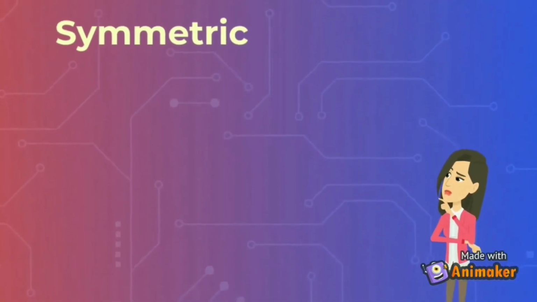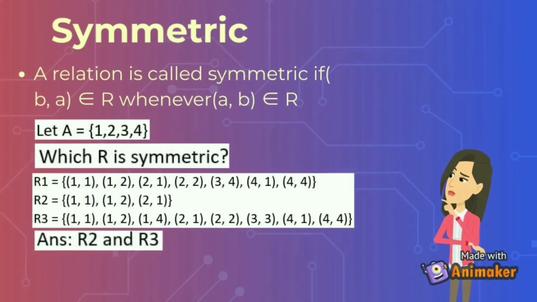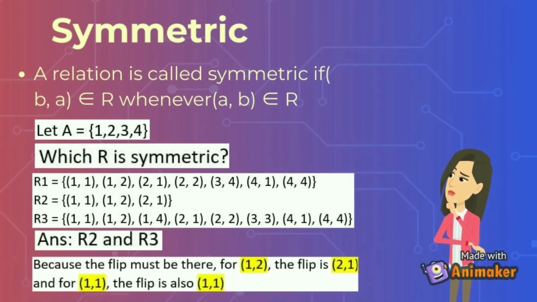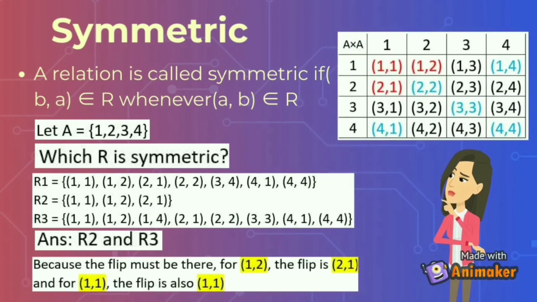Going on to symmetric. A relation is called symmetric if the pair (A, B) has the flipped version of it, which is (B, A). Let's look here. Why is R2 symmetric? Because the pair (1,1), if we flip it, still becomes (1,1). And we can say that if A is equal to B, it is always symmetric. Next, we have (1,2), and the flip of this is (2,1), which is also inside of R2. So both of the pairs are inside of the same relation, so we can say that R2 is symmetric.